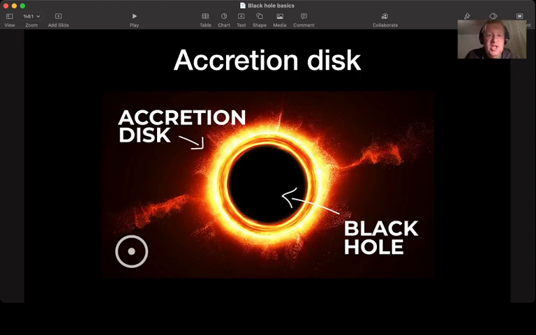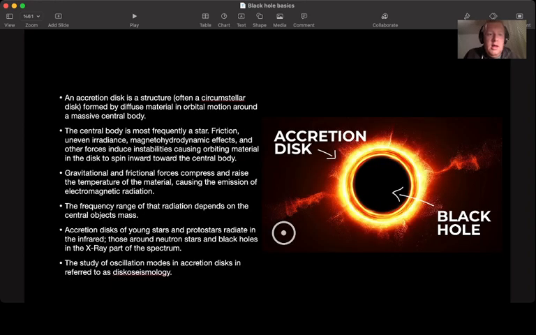Now the accretion disk. If you don't want to listen to this part because it's too long, you can just fast forward the video if you like. An accretion disk is a structure, often a circumstellar disk, formed by diffuse material in orbital motion around a massive central body. The central body is most frequently a star.